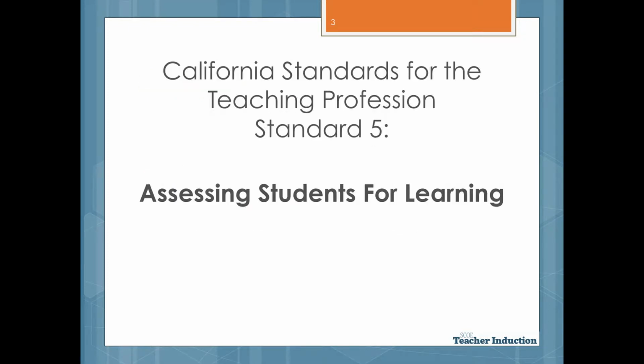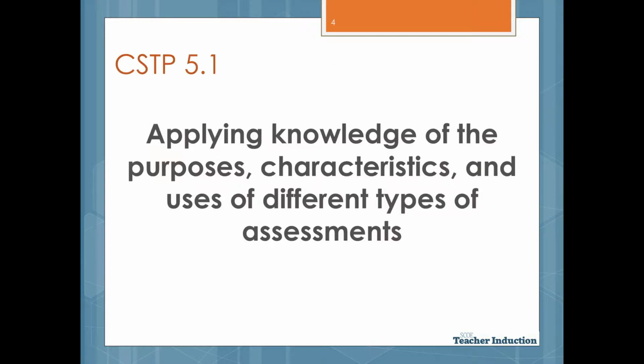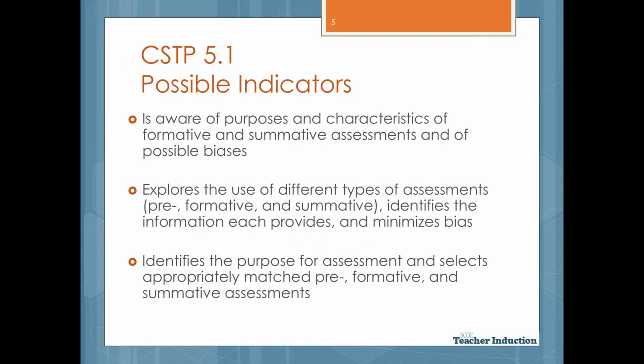Standard 5 of the California Standards for the Teaching Profession guides teachers in assessing students for learning. The first element of CSTP5 focuses on applying knowledge of the purposes, characteristics, and uses of different types of assessments. New teachers are aware of the purposes, characteristics, and possible biases of formative and summative assessments. They are aware of accommodations and modifications for assessments as outlined in individual students' IEPs.